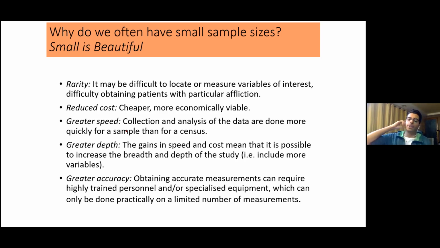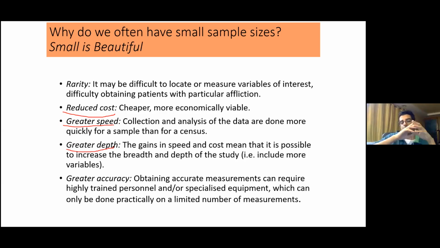But the point is, when a disease is very rare, it's hard to get a large sample of that disease. Same thing with the cost. It's better to have a smaller sample because there is less cost with it. It's a lot cheaper to work with a smaller sample. You can work much faster with a smaller sample. This one makes sense. You don't have to analyze a million people. Just 30, 40 people is good. You can go into greater depth.